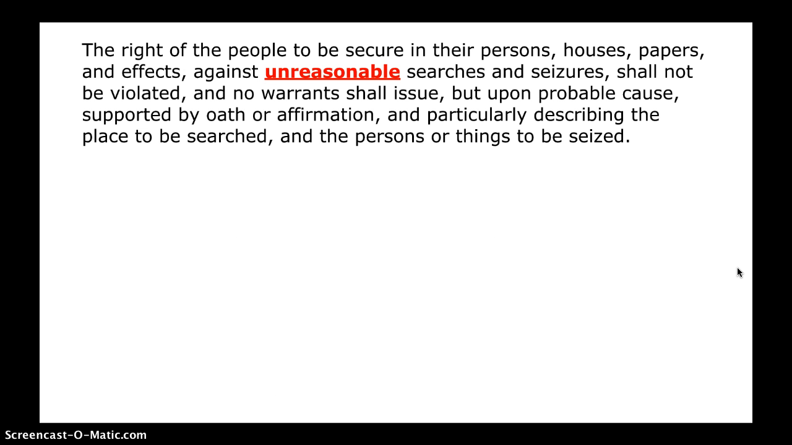The first word we're going to break down, as the Supreme Court has determined over many, many cases, is unreasonable. The first piece of a requirement for something to be unreasonable is it has to regulate a government action. The government has to be the one doing a search or a seizure, not your mom, not your dad, not a teacher, not a school, for the Fourth Amendment to apply. It has to be the government: police, FBI, Homeland Security. It has to be a government action.